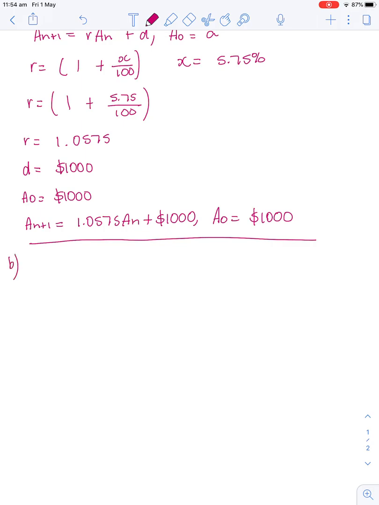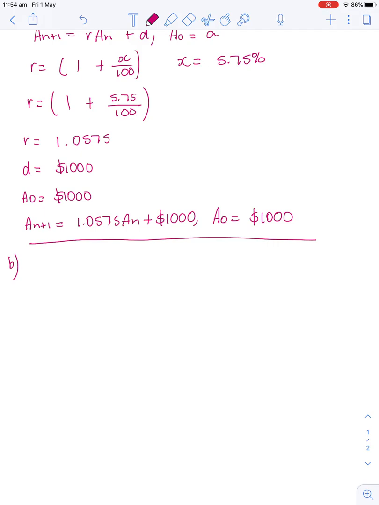So that's really important. Now B says, using the recurrence relation from part A, can you please find the value of the annuity for the first 4 years? So if we are finding the value of the annuity for the first 4 years, that means our n values are going to go from 1, 2, and 3. They're going to be our 3 n values. You need to keep in mind that when you're working out the interest in an annuity, it is compounded at the end of each payment period, so you won't get the payment until the end of that period.